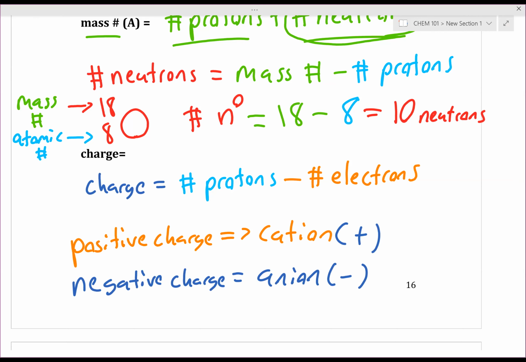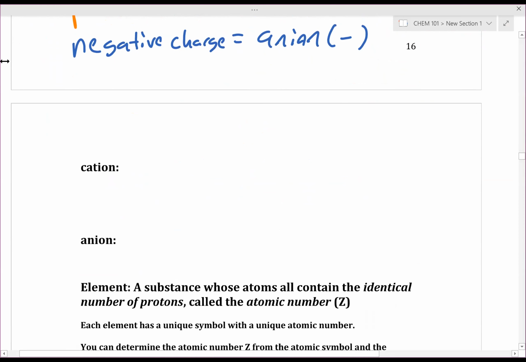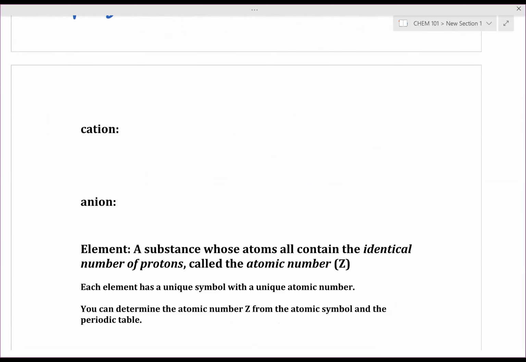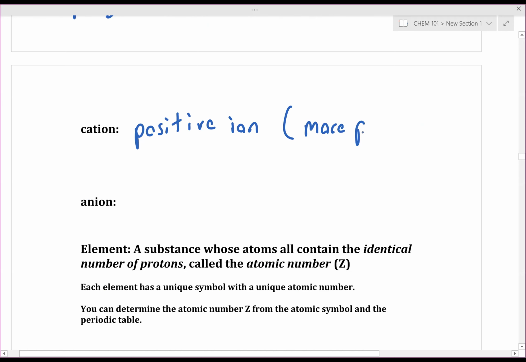So let's delve into isotope notation in a little bit more detail. So just as a refresher, a cation is a positive ion. And let's try to think this through. When we see a cation, are we going to have more positive protons or more negative electrons in our atom? Protons, yep. So a positive ion, we have more protons than electrons.